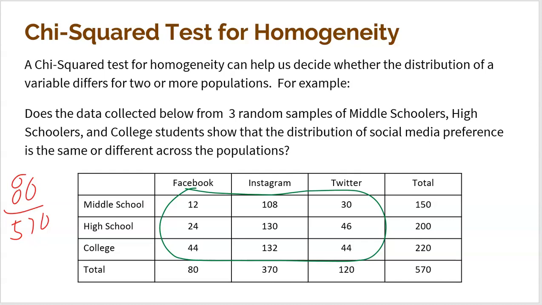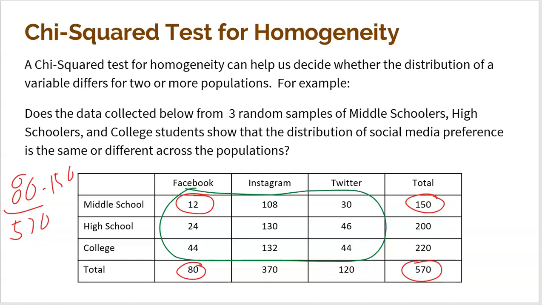So that's where the formula actually comes from. For example, we saw 12 middle schoolers use Facebook. What number should be there? Well, you take the column total, it doesn't matter the order, the column total 80 times the row total 150 divided by the grand total 570. So I'm going to take that 80 out of 570, that 14% of people that use Facebook, and multiply it by 150 middle schoolers to figure out how many middle schoolers should be using Facebook. So there's that formula: column total times row total divided by grand total. But it all starts with the overall 80 out of 570.